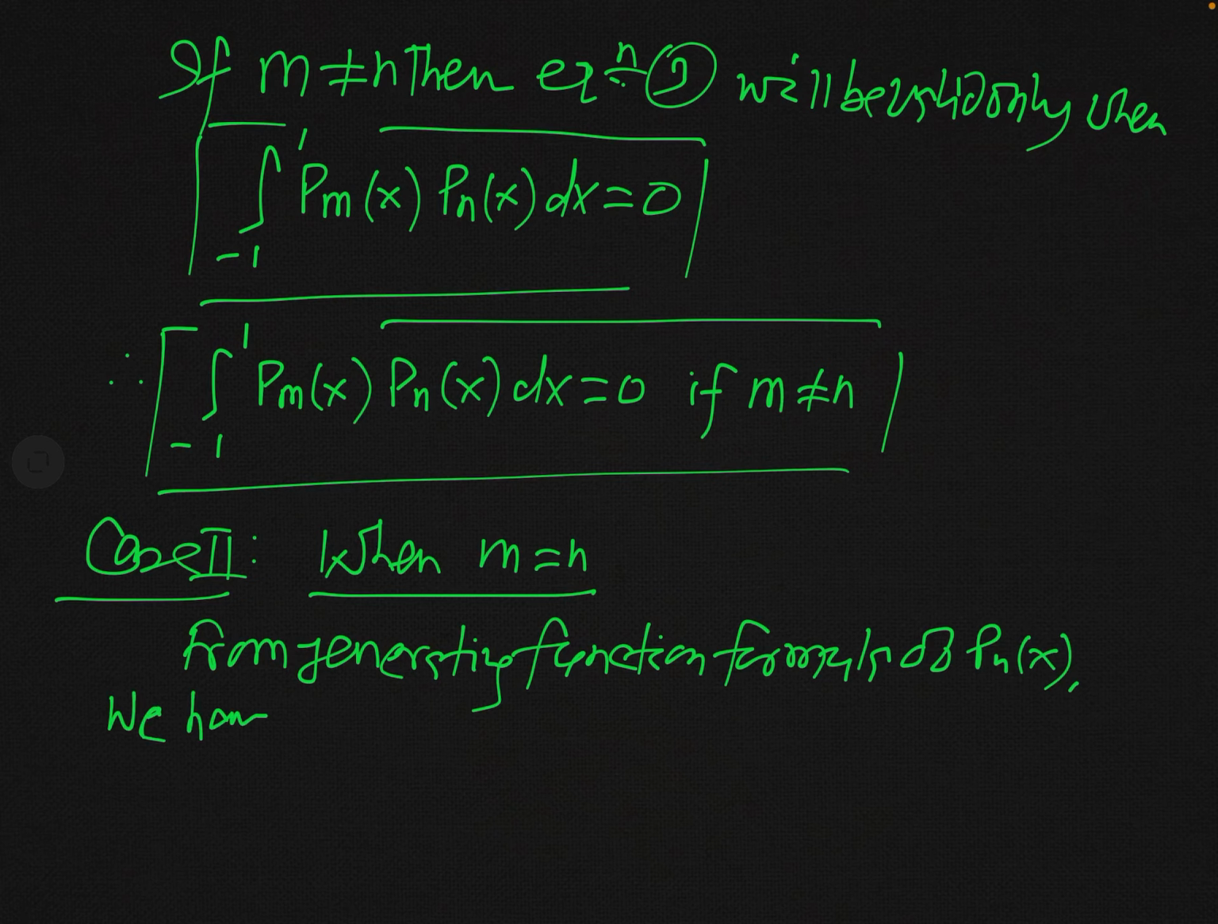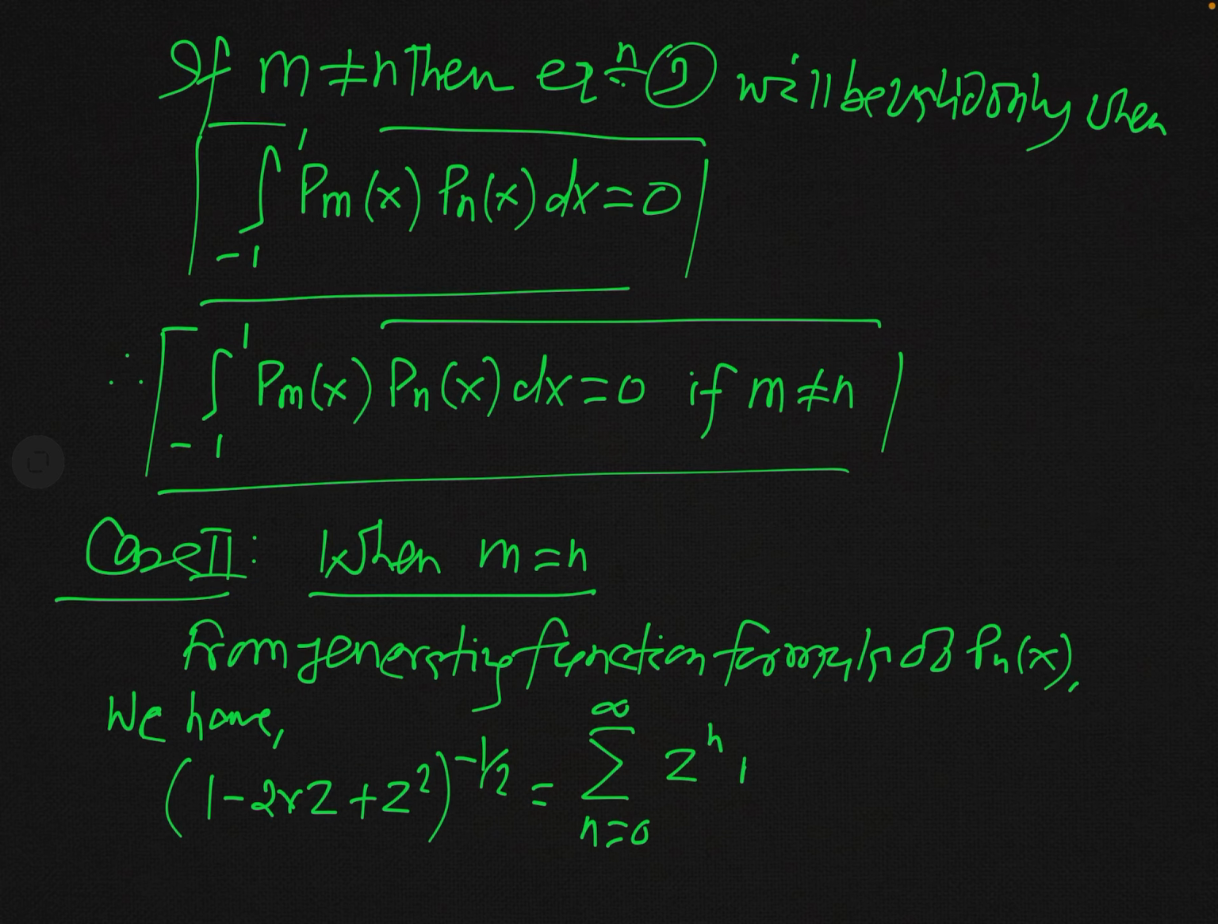You know what the generating function formula for Pn of x is, you have already studied it. In fact this is (1 minus 2xz plus z square) to the power minus half, remember it, and this is equal to summation n equal to 0 to infinity z to the power n into Pn of x. Let us say this is equation 4.